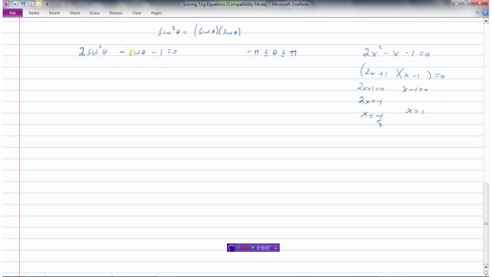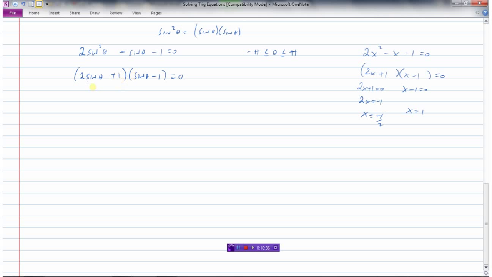You would factor this quadratic, and we would have 2 sine theta plus 1 times sine theta minus 1 equals 0. And you should always double check when you multiply it out. Do we get 2 sine squared theta? Yes. Do we get minus sine theta? There would be minus 2 sine theta plus 1. That's minus 1 sine theta. And do we get negative 1? Yes, 1 times minus 1 is minus 1.